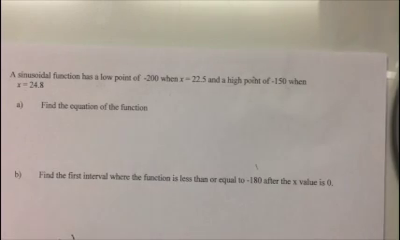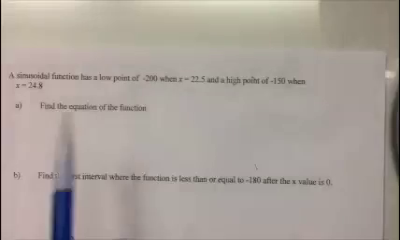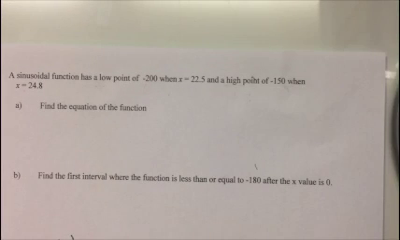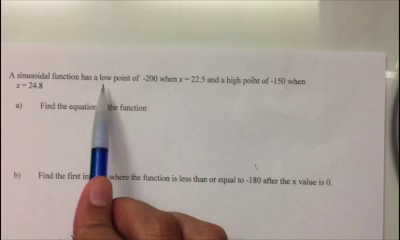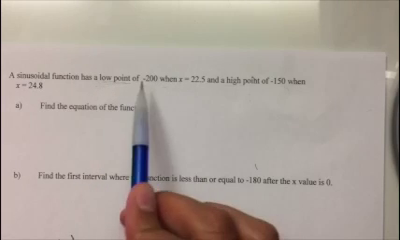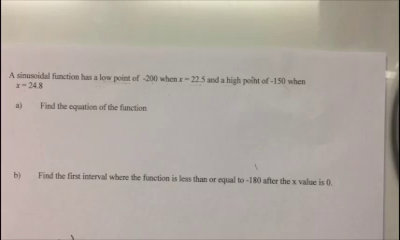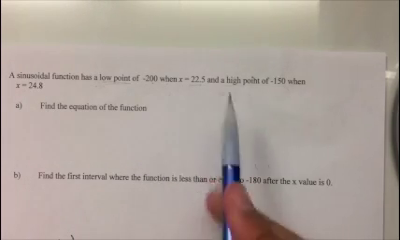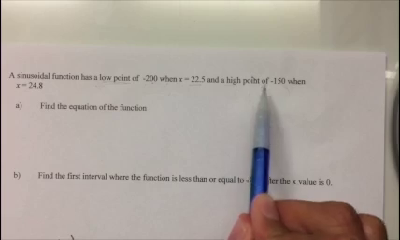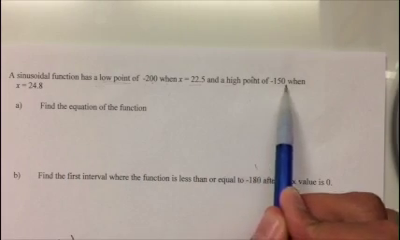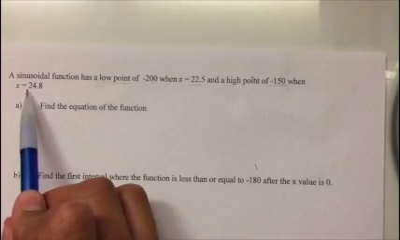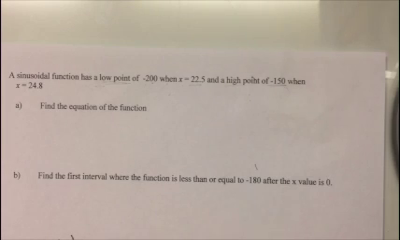So for part A, to find the equation of a function, we first must find what the points within the problem are. So to do this, we can look at the problem. It says we have a low point at negative 200 when x equals 22.5. Then it also gives us a high point at negative 150, where x is 24.8.